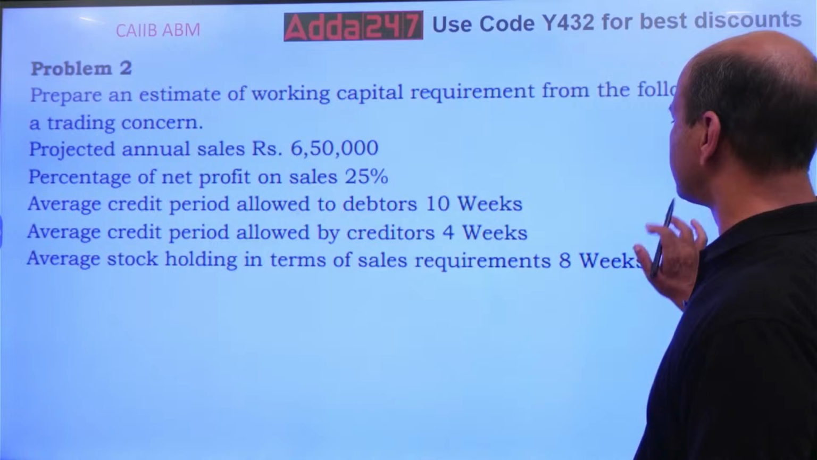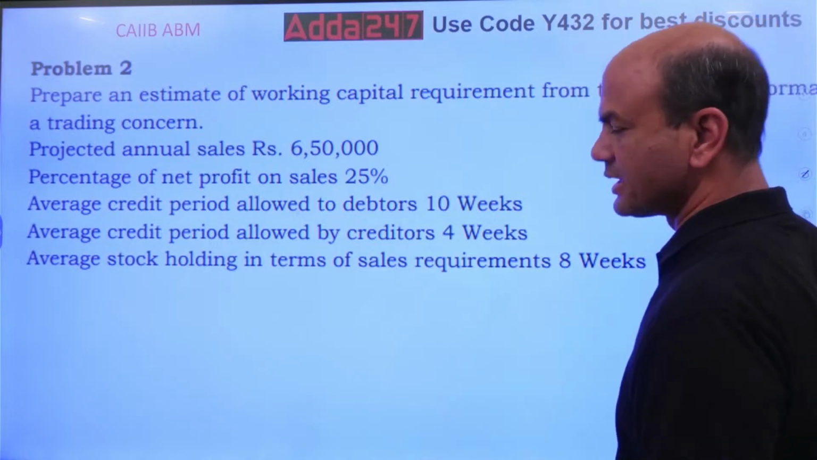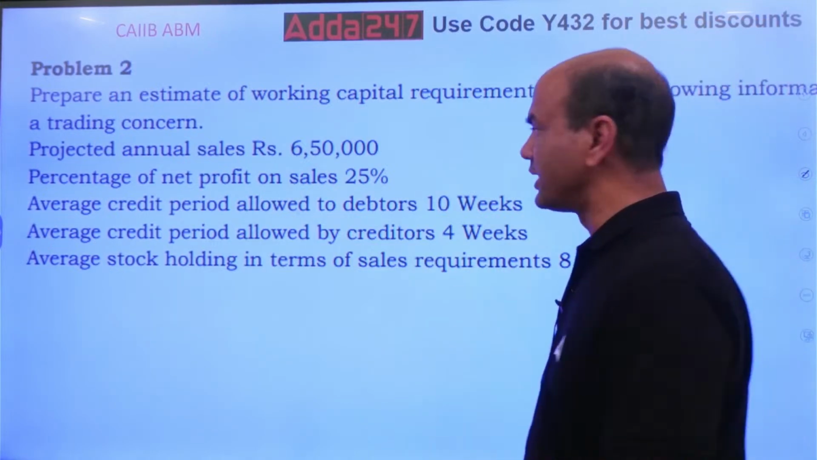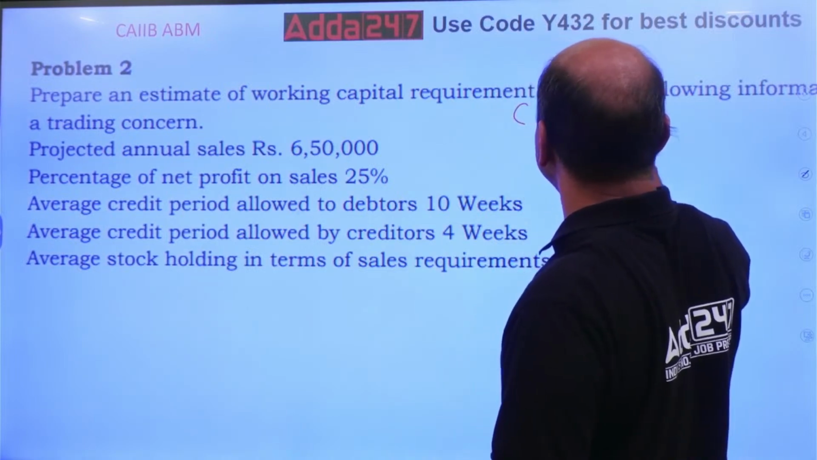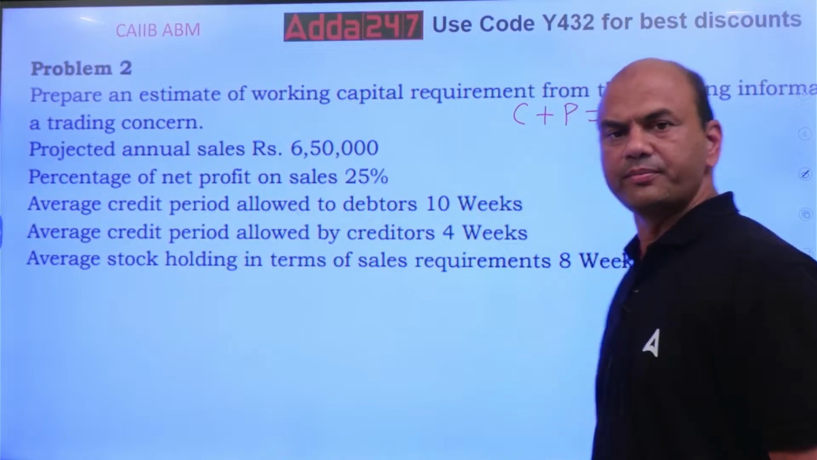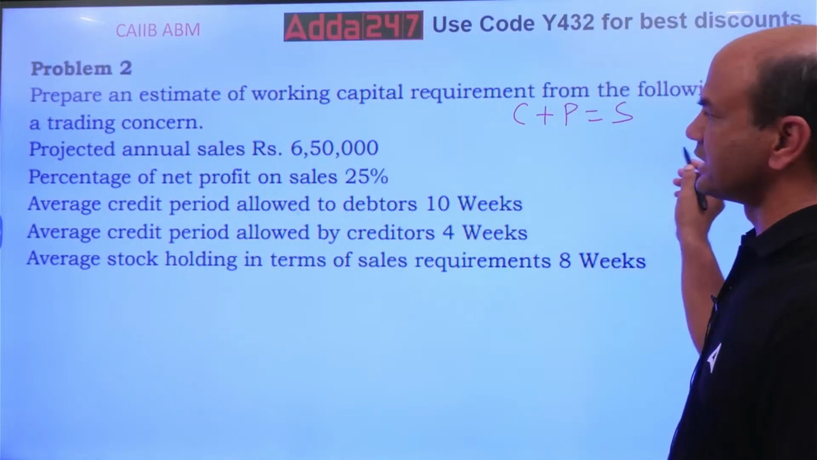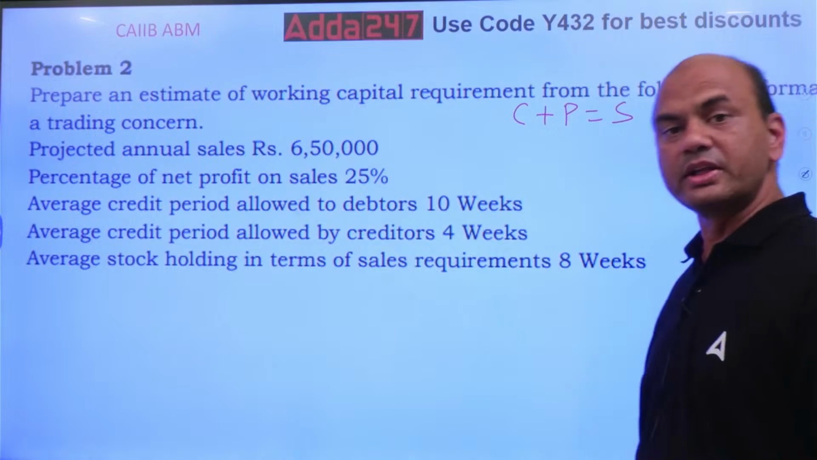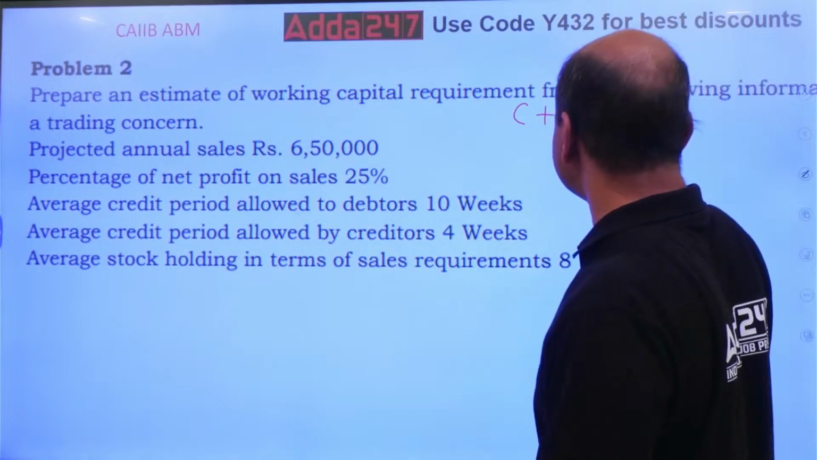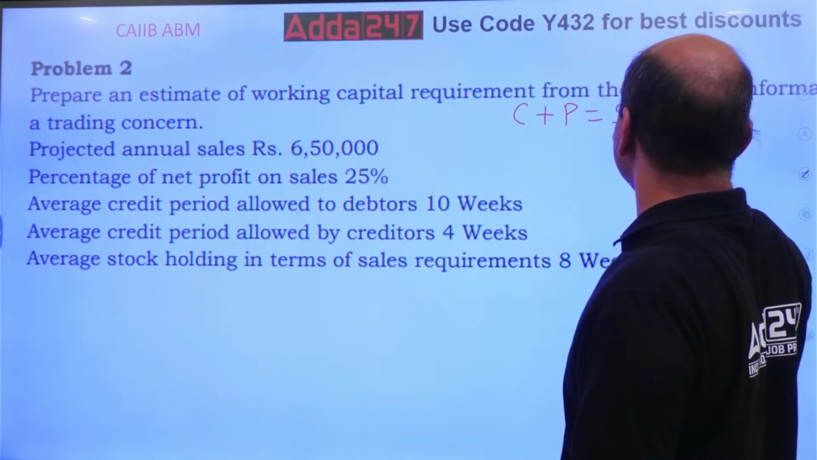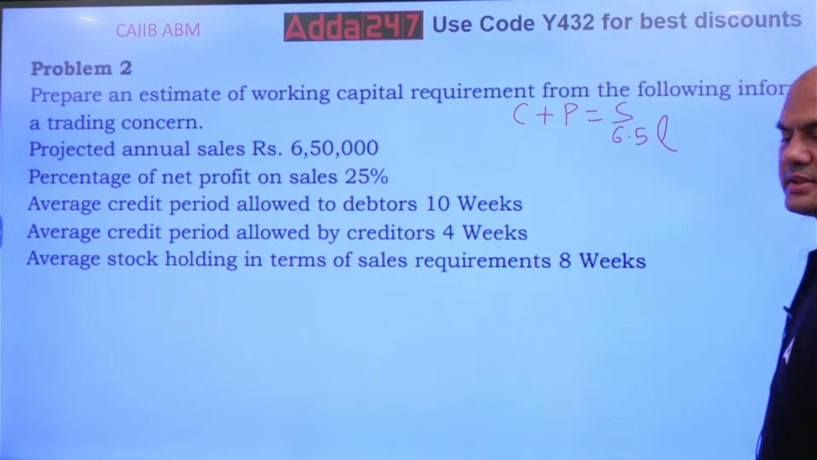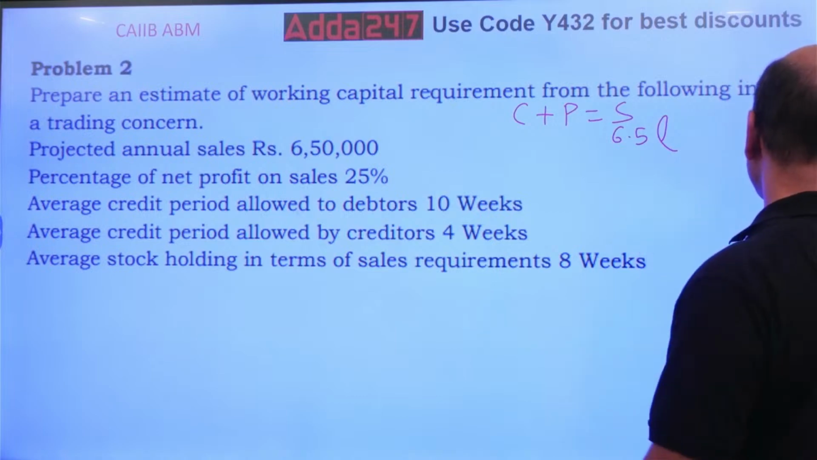Getting this, everyone? Clear? See this. Again, I'll show you, for those who didn't understand it. See, cost plus profit equals to sales. Okay? Cost plus profit equals to sales. So what is given now? In this, sales is given as 6.5 lakhs. 6.50 lakhs. This is your sales figure. I'll write it a bit bigger.